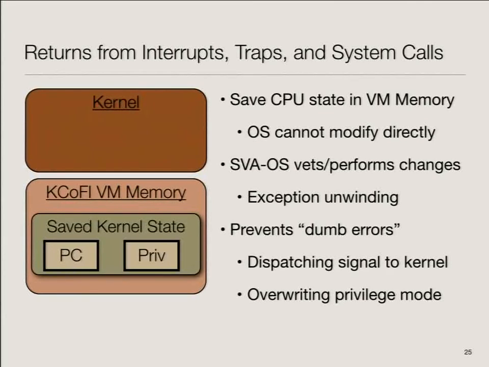Now, for returns from interrupts, traps, and system calls: in modern operating system kernels, the kernel can actually interrupt itself. So the kernel can experience a trap or an interrupt while it's running. Just like application state, we save that state into the VM memory, where the operating system kernel cannot directly modify it. So in this case, we prevent accidental overwriting through buffer overflows from changing the program counter of the kernel when it's interrupted, or changing its privilege level. We also have instructions that allow us to do the exception unwinding that's done in efficient implementations of copy in and copy out. So we can still use the MMU to catch faults in copy in and copy out operations and securely unwind the control flow while maintaining control flow integrity.